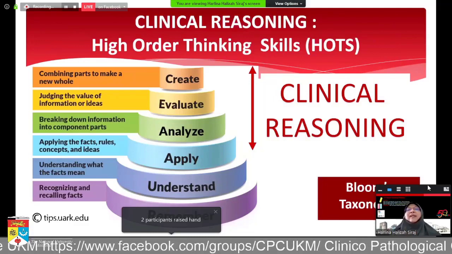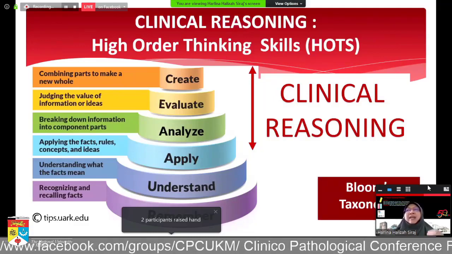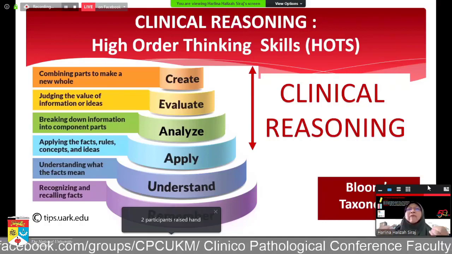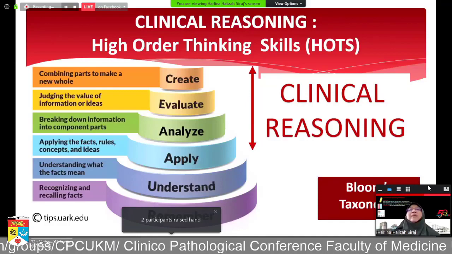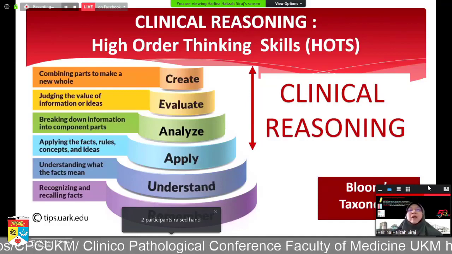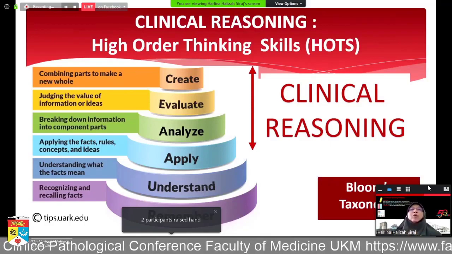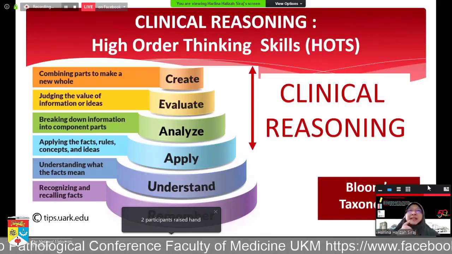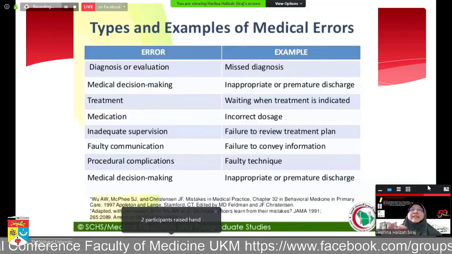So if your student ended up trying to mimic your way of thinking without really applying, analyzing, and creating their own diagnosis, I think we defeat the purpose of teaching clinical reasoning. They have to be doing this on their own, on the go, when we are no longer there. And this is actually a very tall order for all educators.